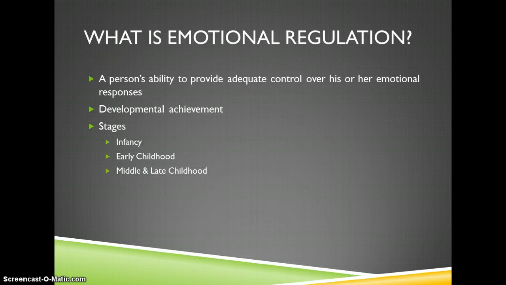Next, we need to examine what emotional regulation is. It is defined as a person's ability to provide adequate control over his or her emotional responses. This process is a developmental achievement. It has to be learned. The stages of emotions and emotional regulation that I will discuss are infancy, early childhood, and middle and late childhood.